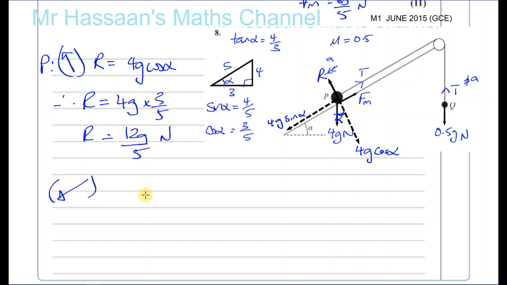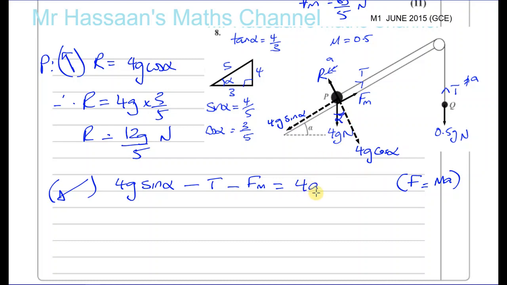So what we can say here is 4g times sine alpha minus the tension minus the friction, maximum friction, is equal to ma, and the mass is 4, so it's 4 times a. Don't make the mistake of writing 4g for the mass. 4g is the weight, not the mass. What we're using here is F equals ma. The resultant force is mass times acceleration, not the weight times acceleration. So don't make the mistake of writing 4g times a.